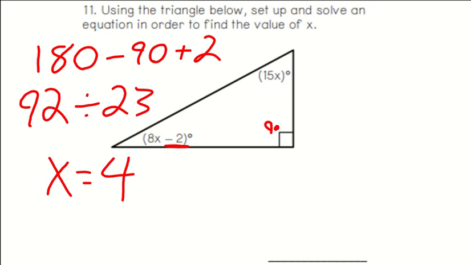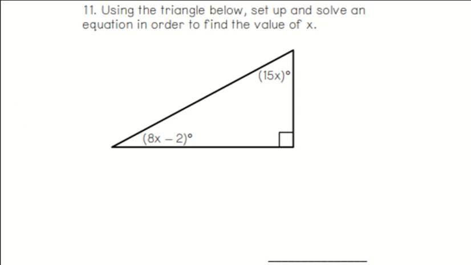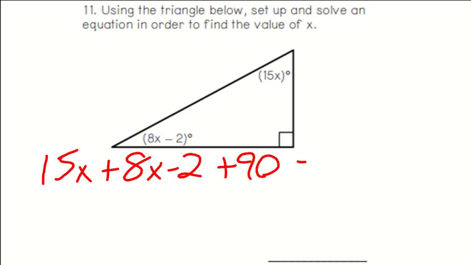So when you have the angles inside of the triangle, you start with 180, and we're going and doing the opposite. Another way you could look at this, all the angles add up to 180. So you could add everything together. 15x plus 8x minus 2 plus 90 equals 180. And you could go ahead and solve that equation or put that equation into Desmos. And that's the equation we were solving by doing opposite, okay? So you can make that equation as well.